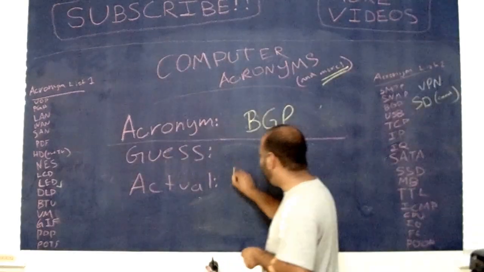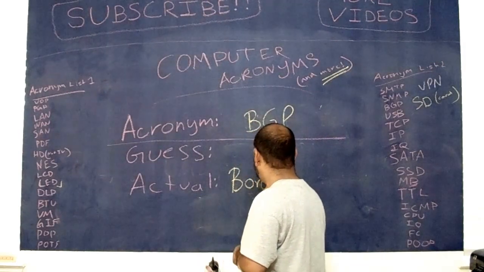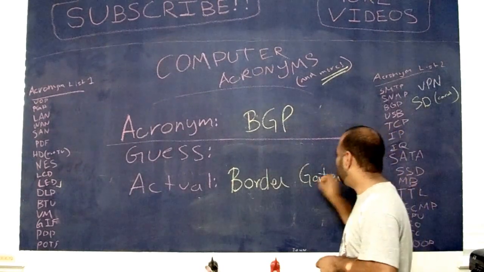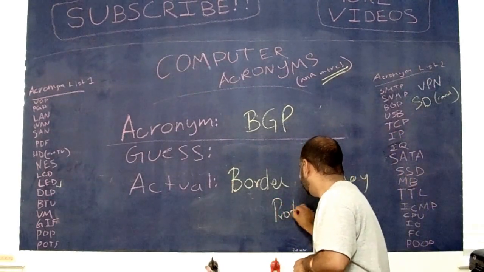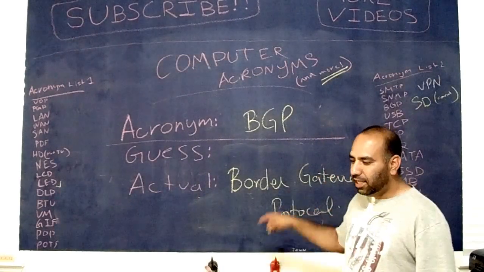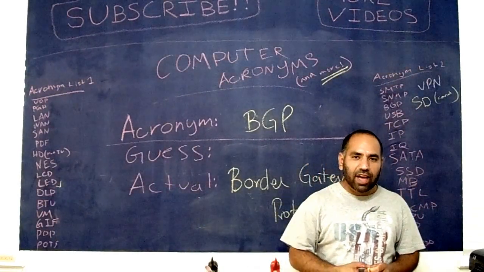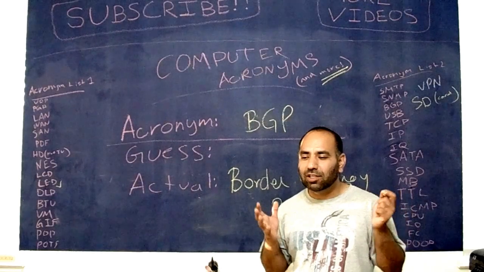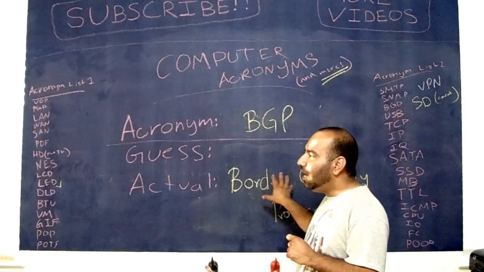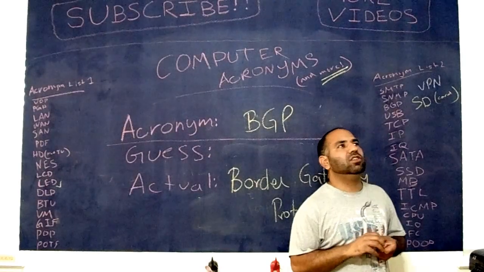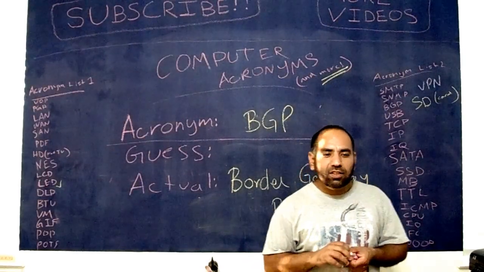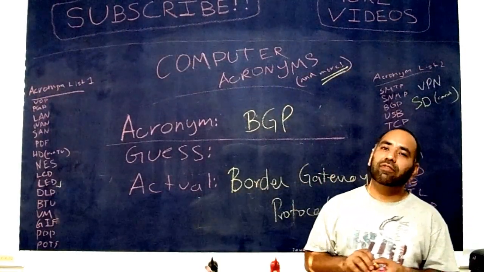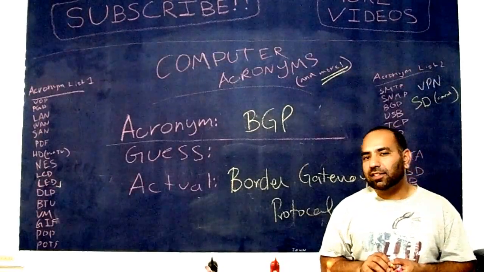BGP actually stands for Border Gateway Protocol. So what does it do? If you have an edge device, a device that is connected to your organization and the outside world, that's the border gateway. BGP can do multi-routing and a bunch of other stuff like MPLS. If you have multiple internet providers, you can use BGP to be always up and available in case one of your internet service providers goes down.